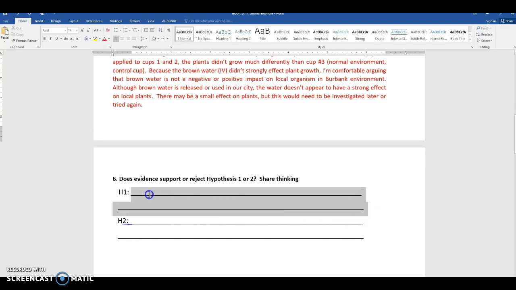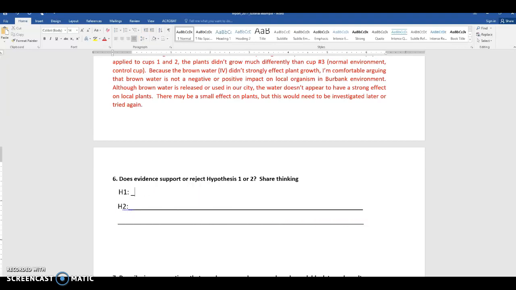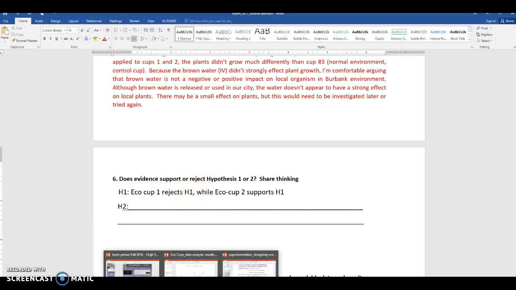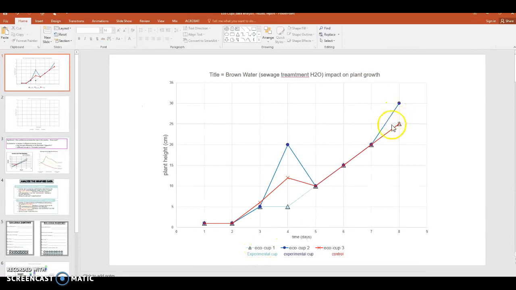So for hypothesis 1, does the evidence support it? EcoCup 1 rejects hypothesis 1, while EcoCup 2 supports. I'm going to change hypothesis 1 to H1 to save space. So EcoCup 1 rejects H1. Our first hypothesis said it would help them, but EcoCup 1 didn't grow any better, so that hypothesis has to be rejected for EcoCup 1.